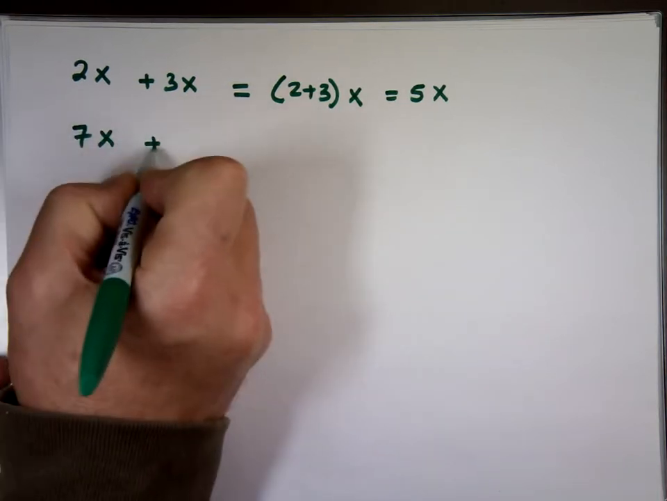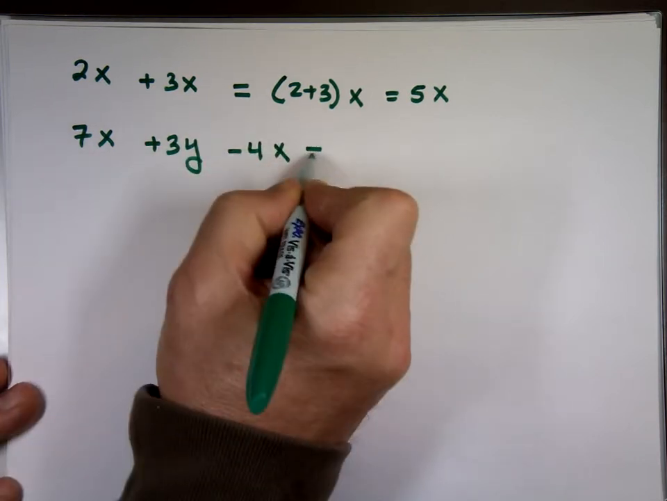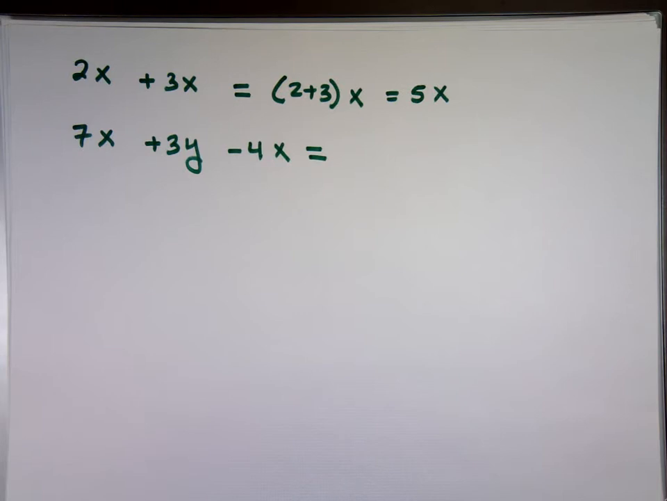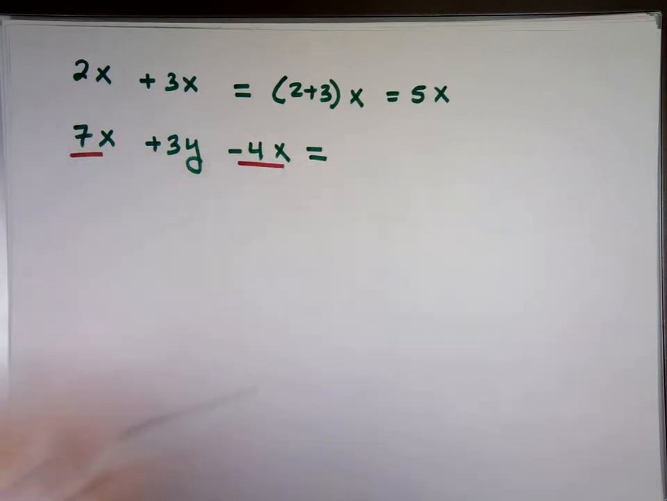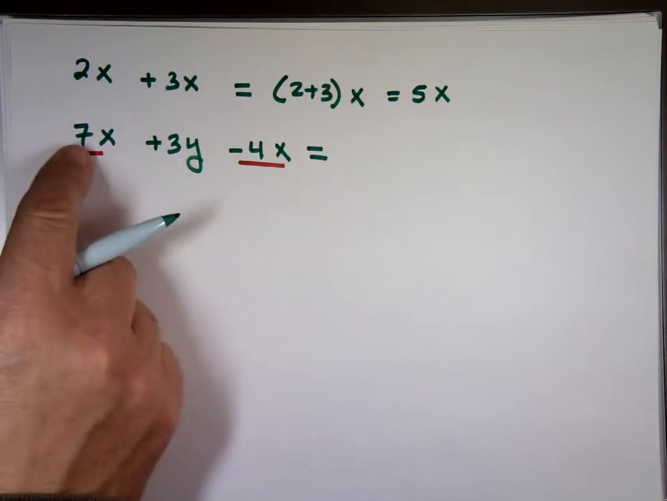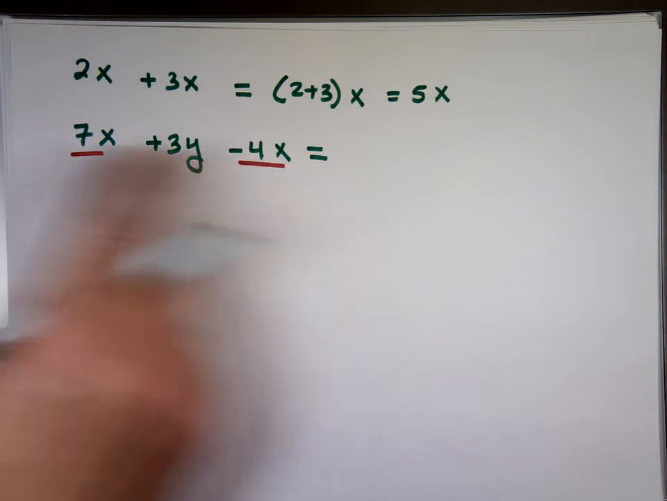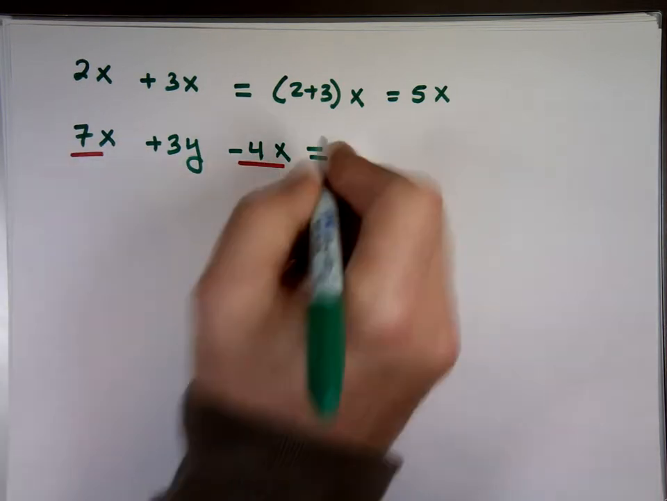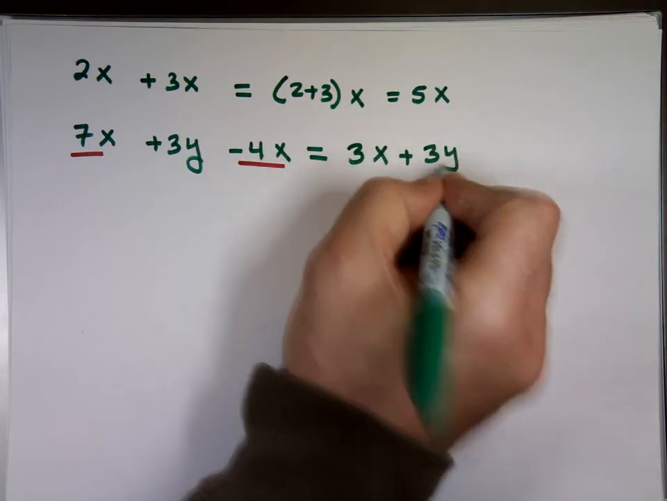7x plus 3y minus 4x. Let's find the like terms. Where are they? 7 and 4, right? Those are the like terms. You have 7. You took away 4. So what's left? What is 7 minus 4? 3x plus what? 3y.